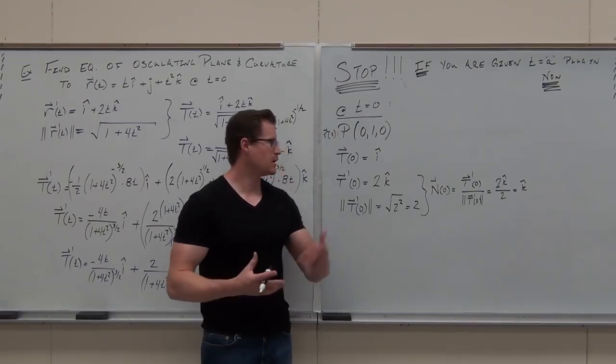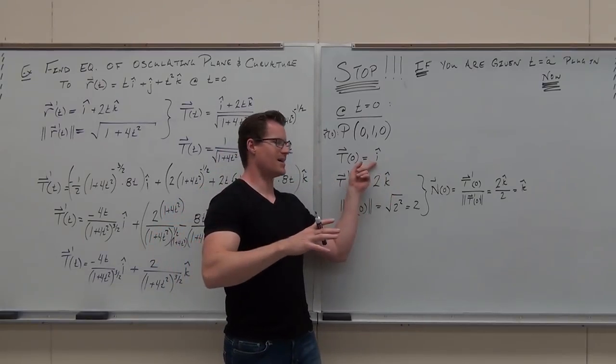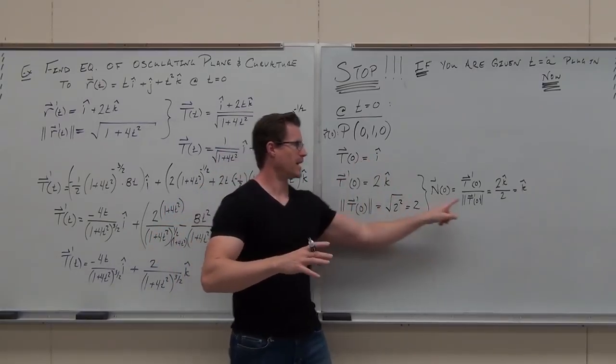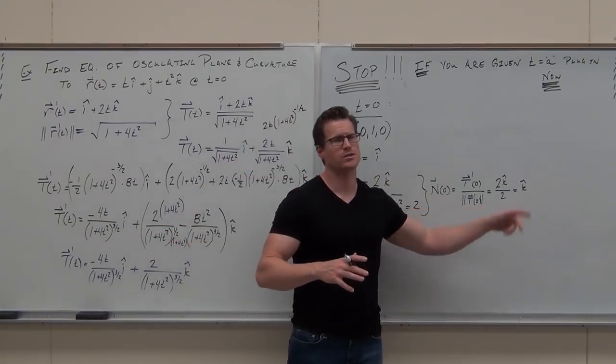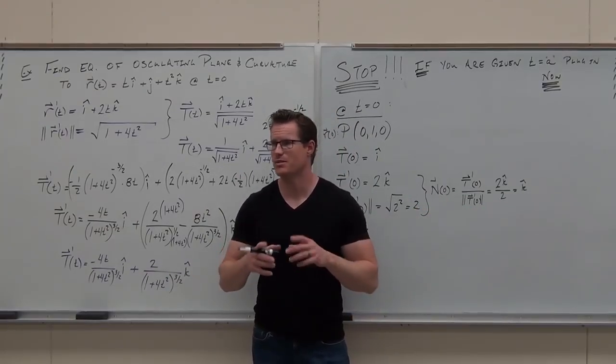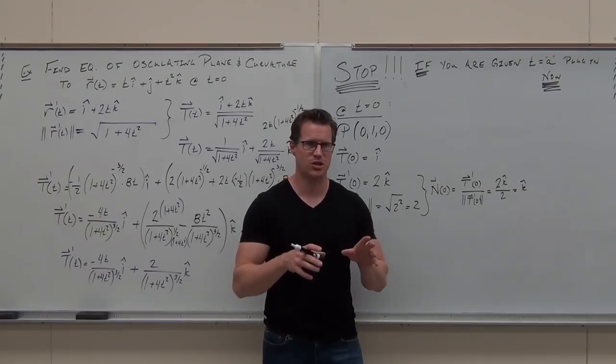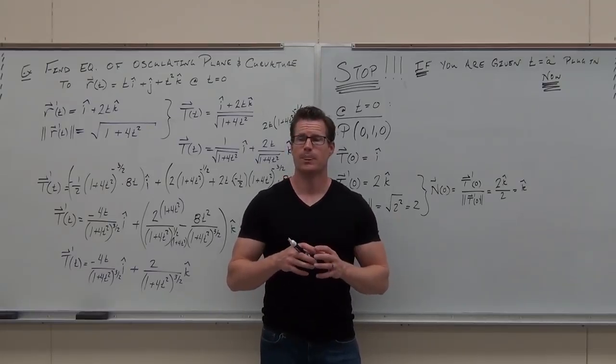In fact, you guys should know it. If you have I and K, what's B? It's got to be J. It's got to be the mutual orthogonal. We're going to do the cross product. You'll see it, but it's going to be J. Make sense? Now, true or false?